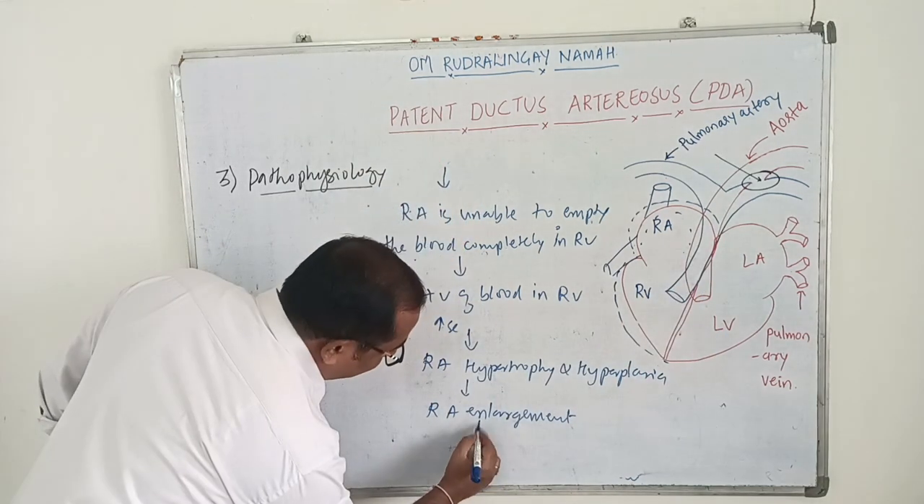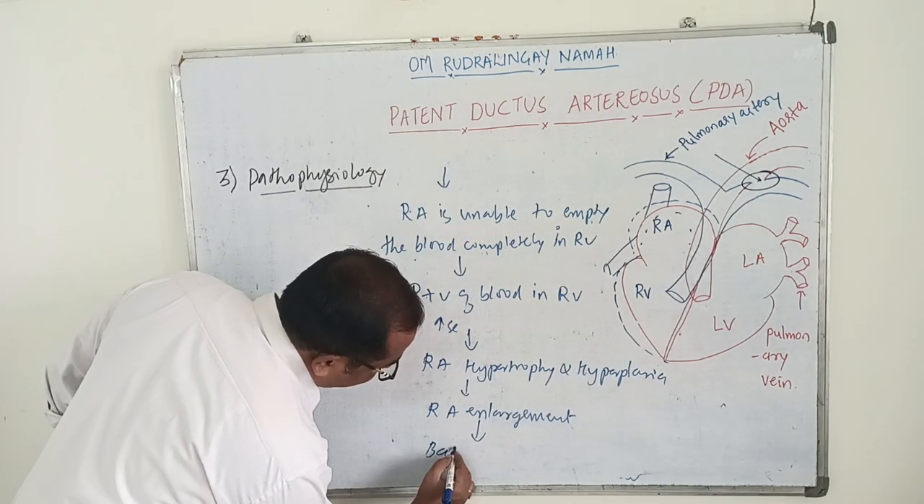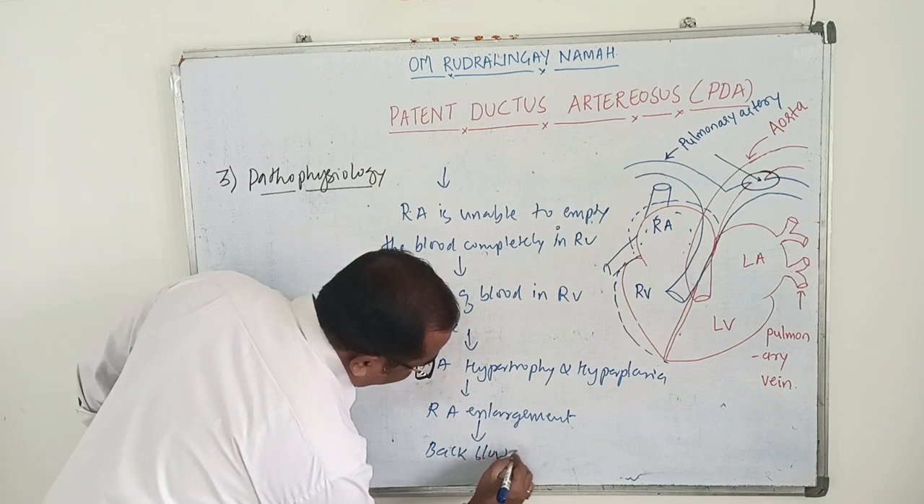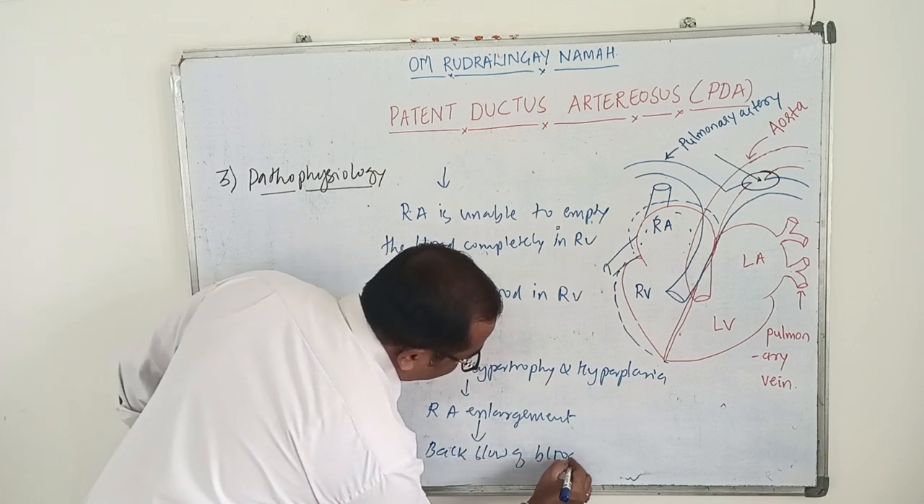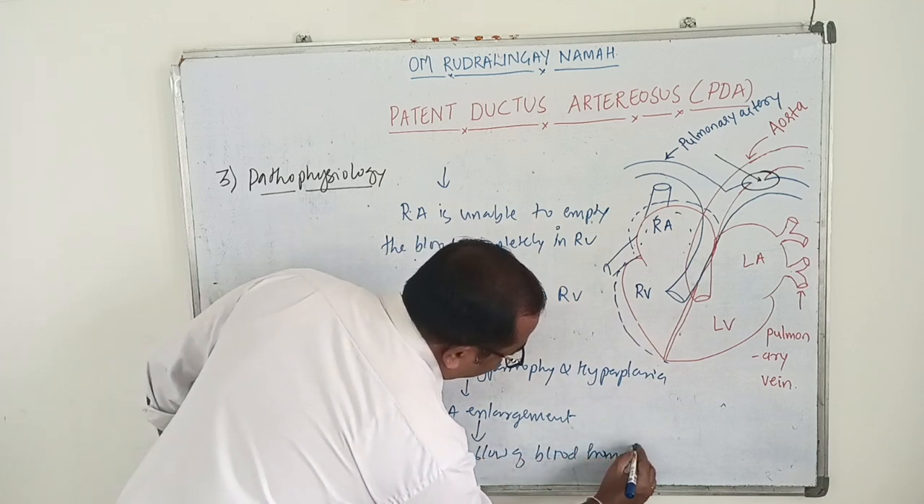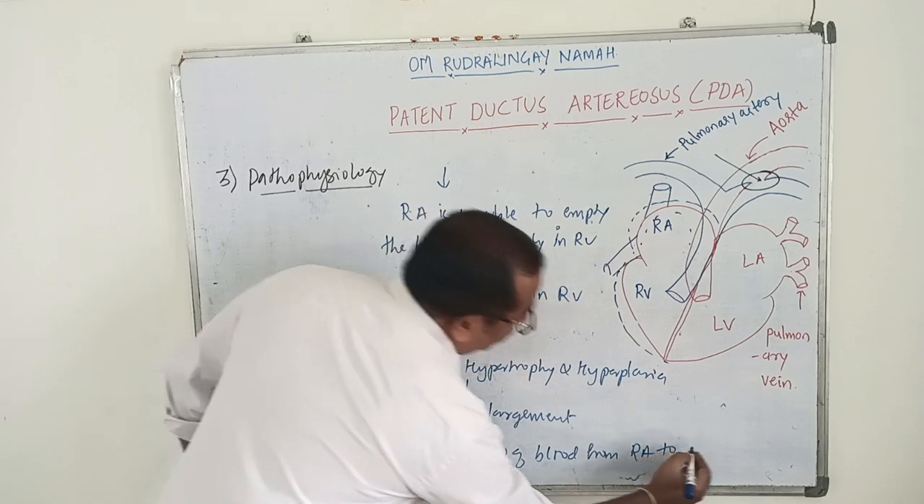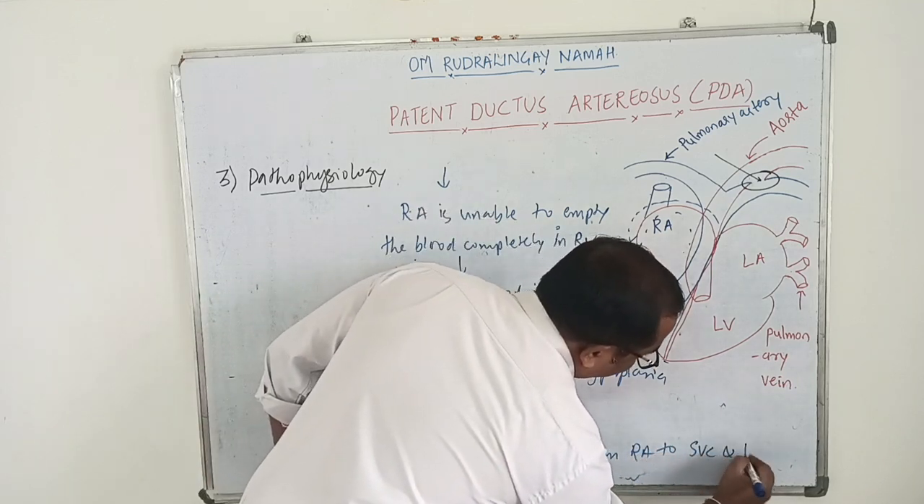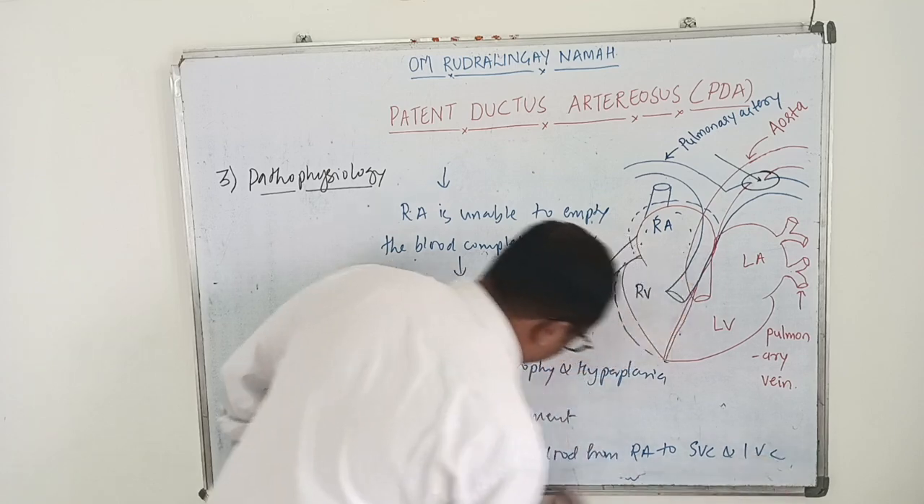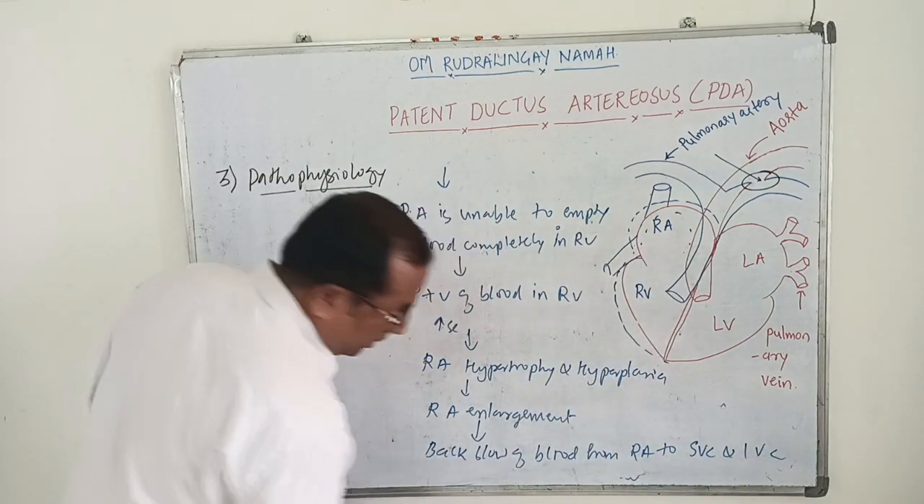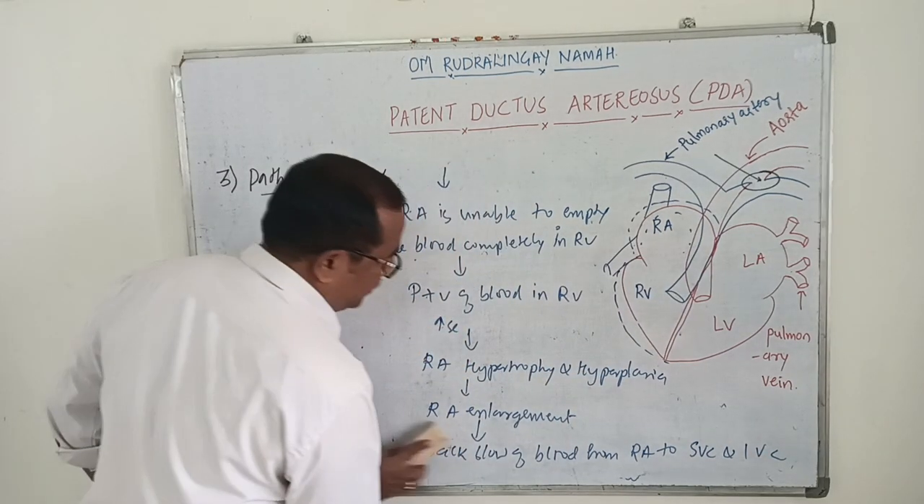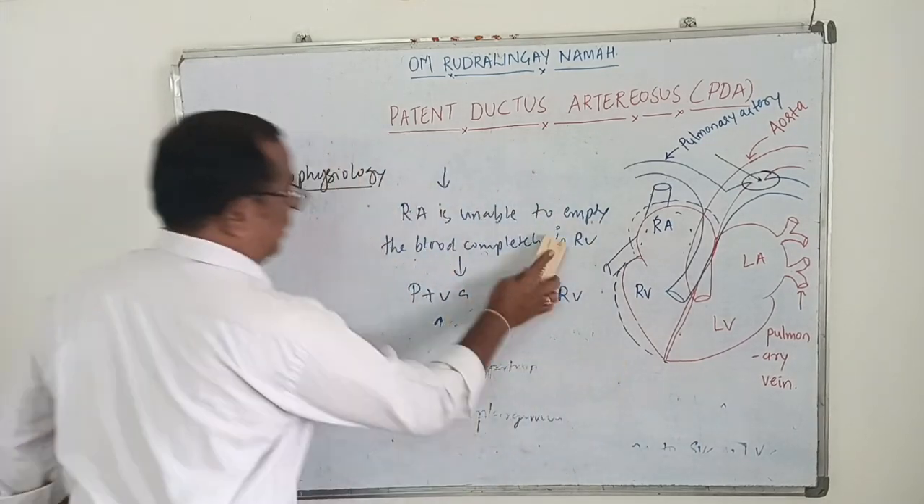So finally, what happens here? There is a back flow of blood from the right atrium to the superior vena cava and inferior vena cava. So this will finally lead to peripheral edema. Okay, so this will finally give rise to peripheral edema.